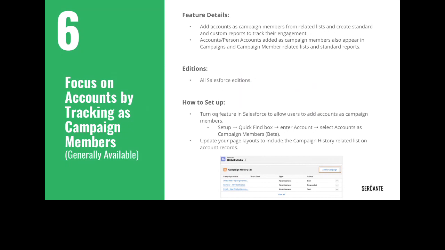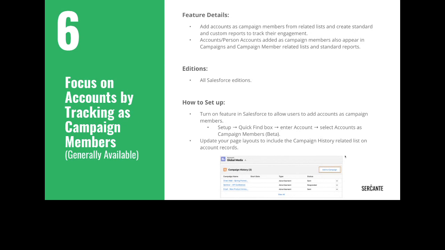You do have to turn on this feature. You're going to go to your setup, your quick find box, select account, and select accounts as campaign members, again in beta, and then update your page layouts to include that campaign history related list on the account record. So I have my campaign history related list, and then my quick action button that says add to campaign.